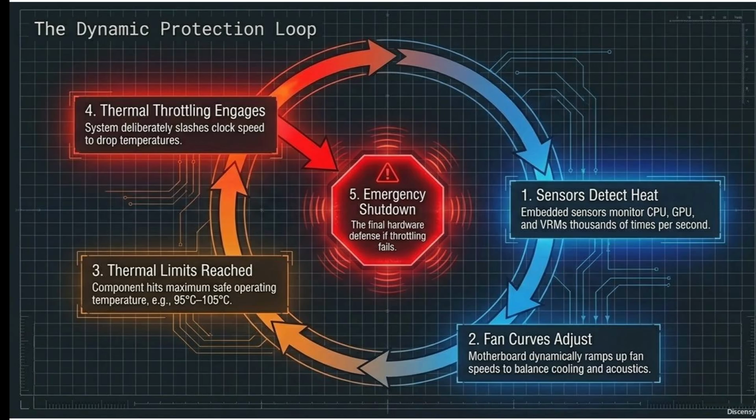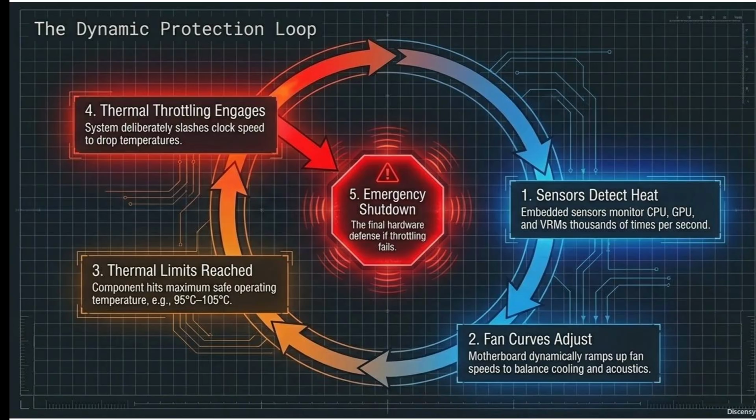And the third step is the thermal limits being reached. The component hits its maximum safe operating temperature, for example, 95 degrees Celsius to 105 degrees Celsius. Thermal throttling engages. When the heat reaches a threshold, the system deliberately slashes clock speed to drop temperatures.